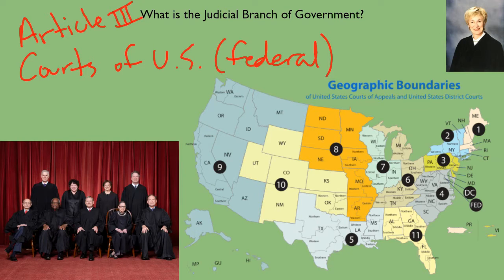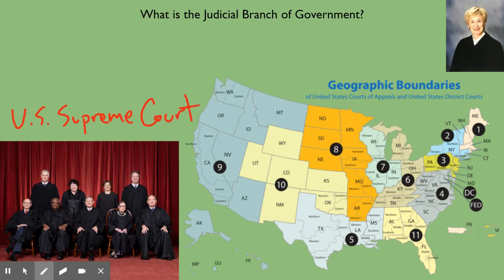Now, there are a bunch of different courts in the United States. At the top is the U.S. Supreme Court, the justices of the U.S. Supreme Court, not Supremes. There are 9 justices on the U.S. Supreme Court. They're here.